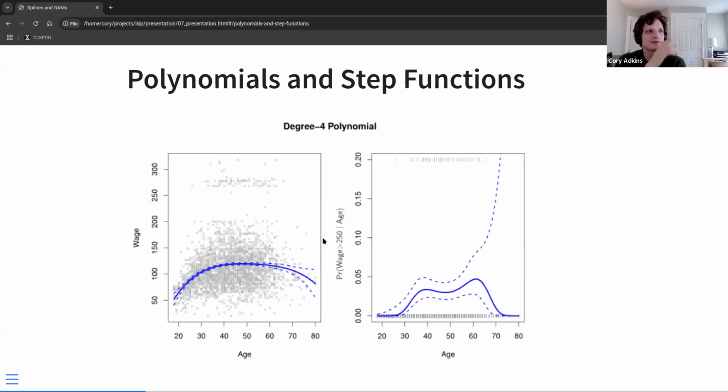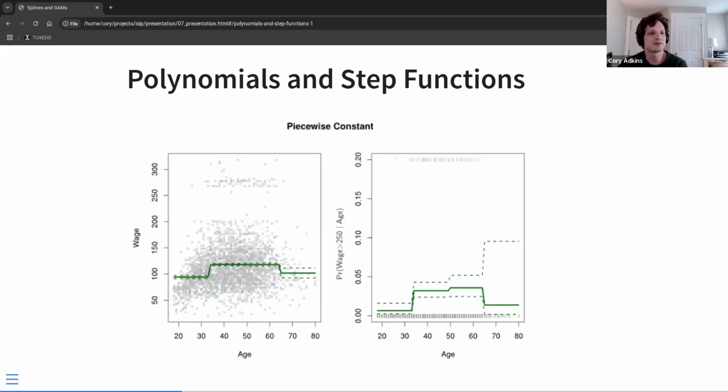I don't think I'm going to focus that much on polynomials and step functions in this discussion. Polynomials, obviously, we talked about in chapter 3: just linear models where some of the terms are raised to a power. Step functions are a little different, and kind of move us in the direction of splines, where a step function is a series of constant functions. So you see it's a series of horizontal lines that are fitted over specific ranges.